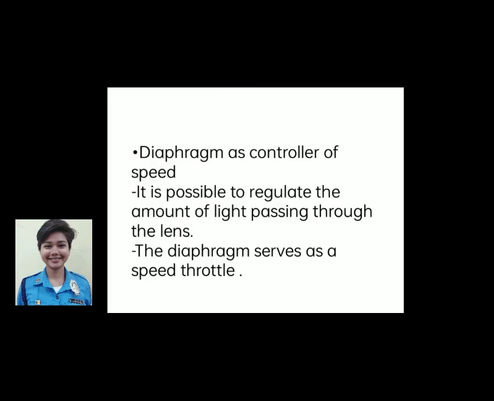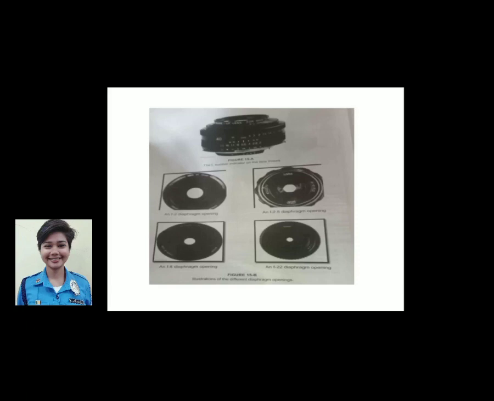And lastly, let us move on to diaphragm as controller of speed. So, it is possible to regulate the amount of light passing through the lens. The diaphragm serves as a speed throttle. So here are the images on diaphragm opening.